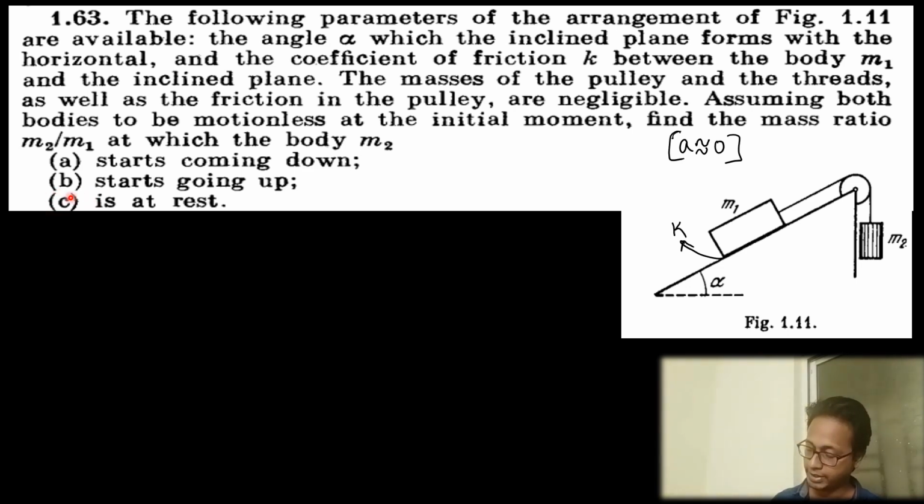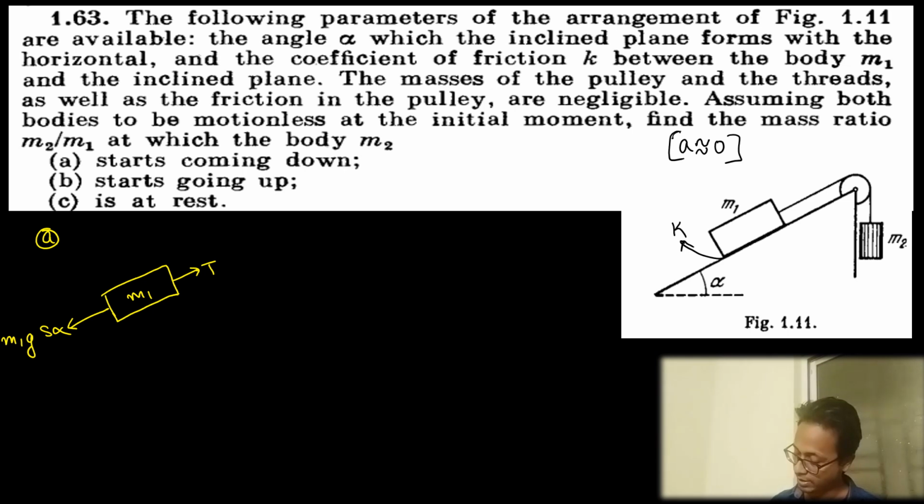And case number C is nothing but in between case A and case B. So let's draw case A. Let's draw the free body diagram out here. This is mass m1. The component of gravitational force is m1 g sin alpha, and this is the tension T force acting out here. Tension always acts away from the body.